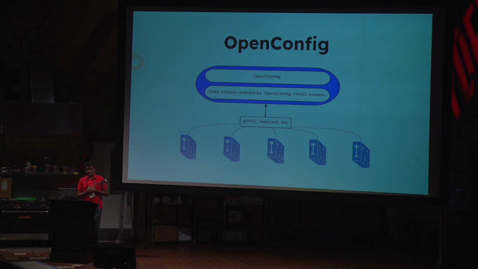The models themselves are protocol agnostic. So for example, you can use gRPC, which is protocol buffers over HTTP 2.0. You can also use NETCONF, which is RPC over SSH, but with encoding of XML. This is typically used for machine-to-machine communication, though.